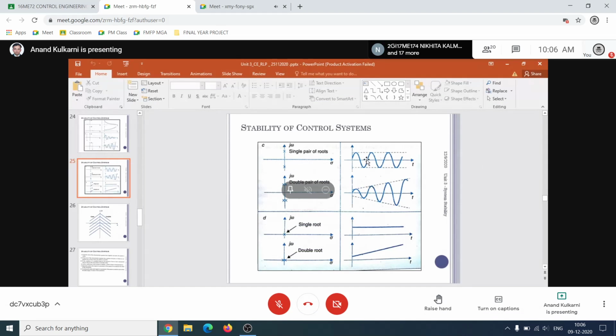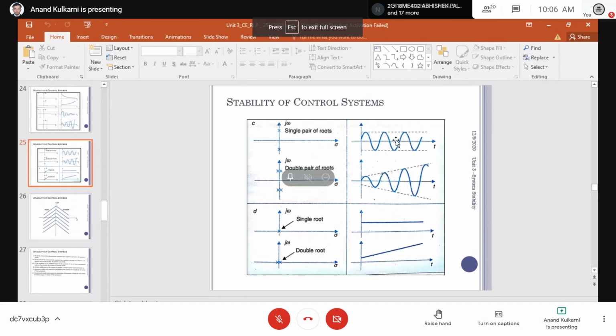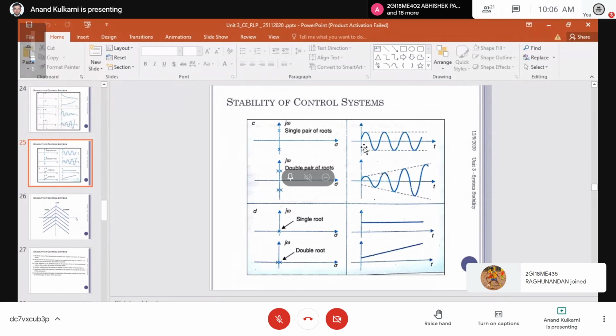And here also, if you see, the roots are on the j omega axis. The first condition, that is the bounded input, bounded output condition, is met. But in the absence of input, the output doesn't tend to 0. So that is the limitedly stable condition, this and this.